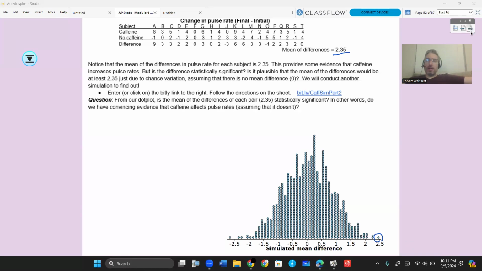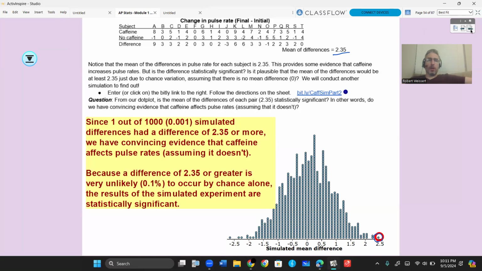So what I would say, in the context of this problem, is since only 1 out of 1,000 simulated differences had a difference of 2.35 or more, we actually do have convincing evidence that caffeine affects pulse rates, assuming that it doesn't. Because that likelihood is very small to occur by chance alone, the results of our simulated experiment are indeed statistically significant. So it turns out doing a matched pairs activity and grouping people up by how they individually react to caffeine and comparing within did produce statistically significant results, whereas just doing a completely randomized design like before didn't quite work in that case. So you can see how that would be a benefit here.